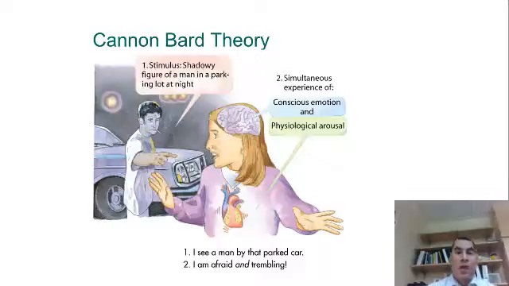We compare that with Cannon-Bard. The Cannon-Bard theory says basically same stimulus, the shadowy man in the distance approaching you, and simultaneously your body reacts and you experience the emotion. So there is no first or second here. They happen together. By they, I mean the body reaction and the emotion. So where James-Lange says your body is going to react first, then you experience the emotion, Cannon-Bard says they both happen at the same time.